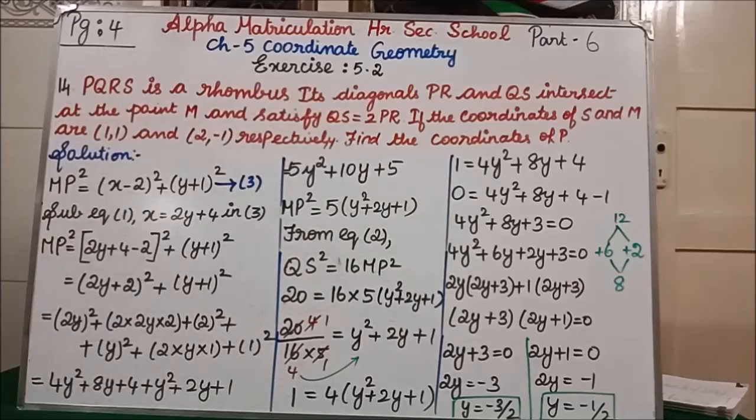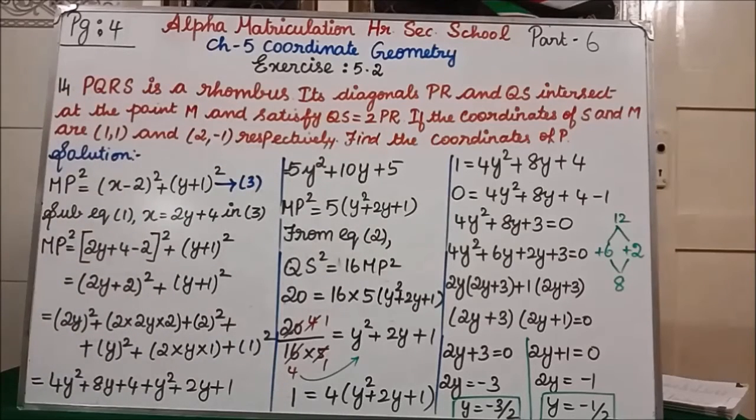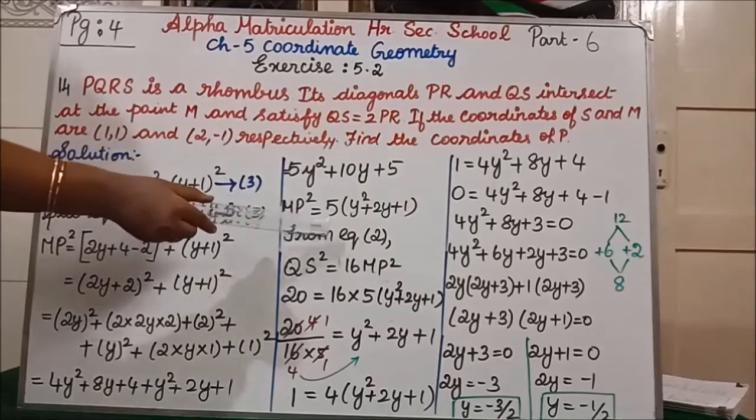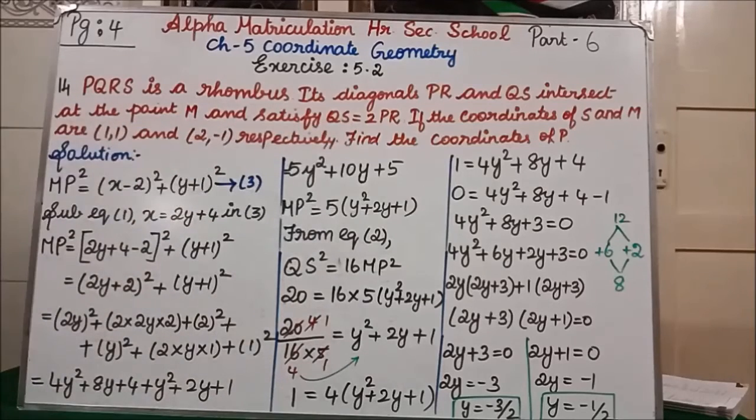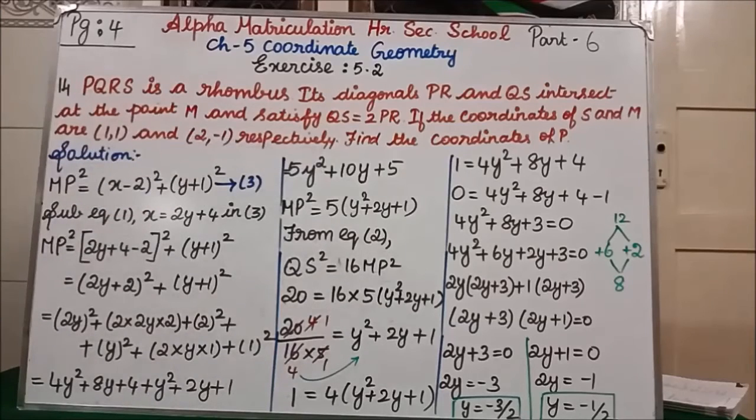Now, if you see, in each term we have 5 common, isn't it? So MP square is equal to 5. If we take it out commonly, we get inside y square plus 2y plus 1. Clear? Now, what we have written in equation 2.